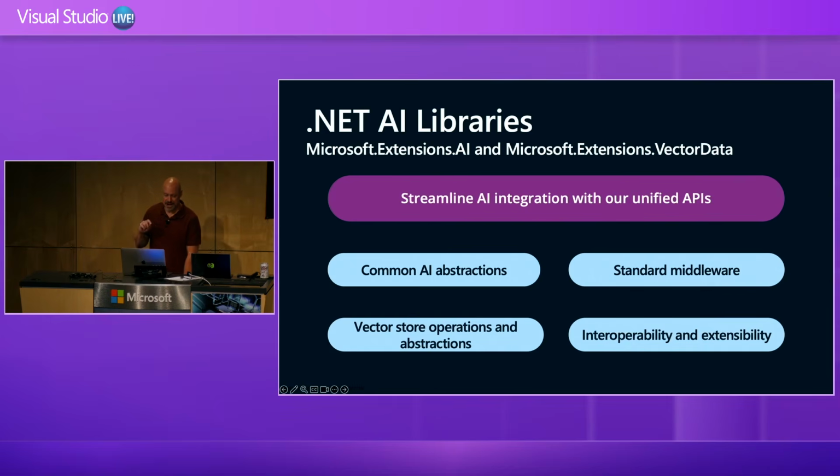So .NET for AI libraries. I like to think of these as Entity Framework for AI. Now, it's wrong in a lot of ways, probably. Tech people would be upset at me for saying this, but I don't care. It helps me think through this.